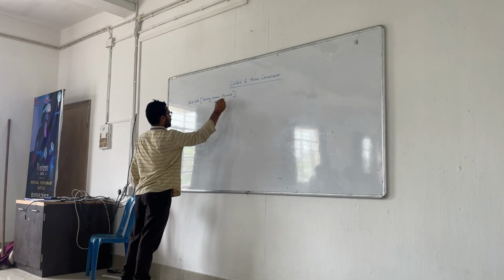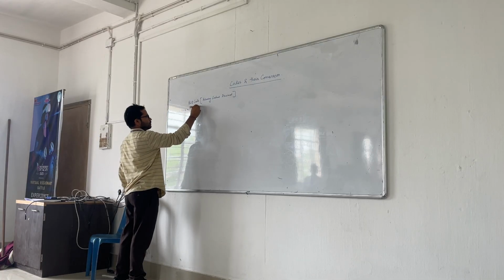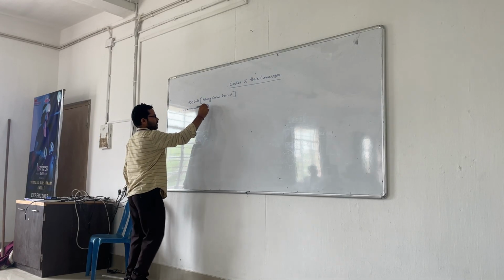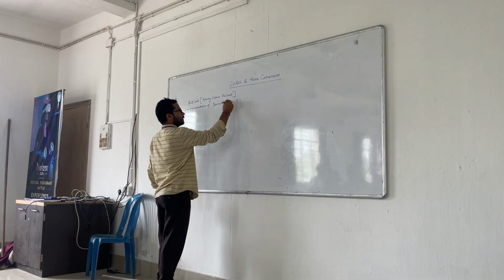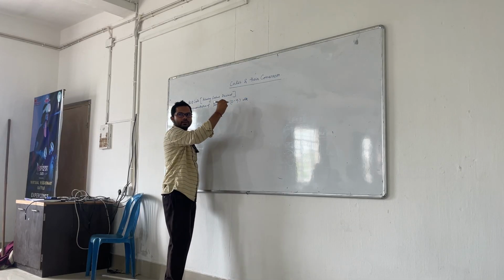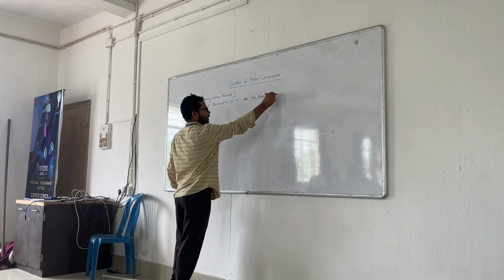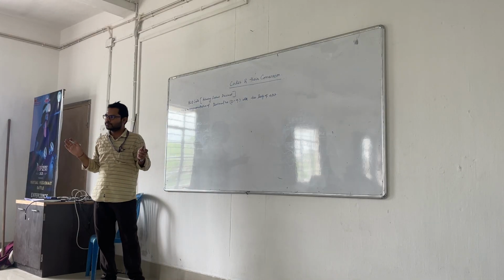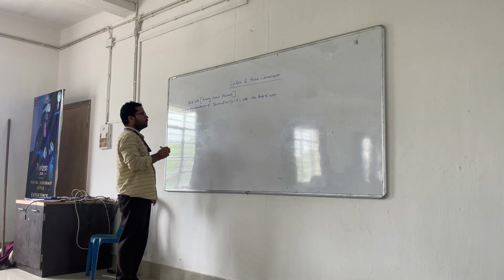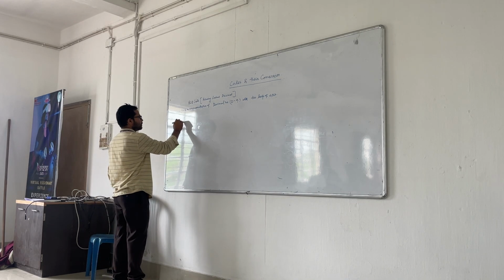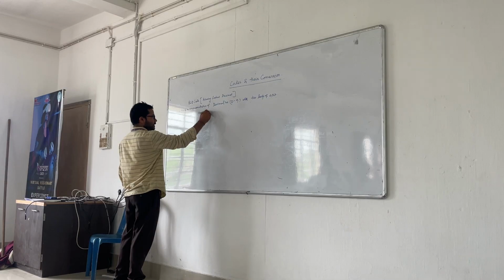That means it is a representation of decimal numbers 0 to 9 with the help of 4 bits. So can you make the table? Table of BCD code. It is important.